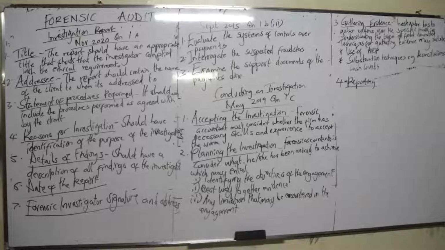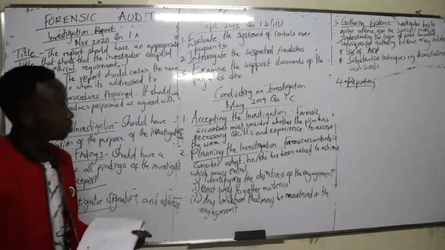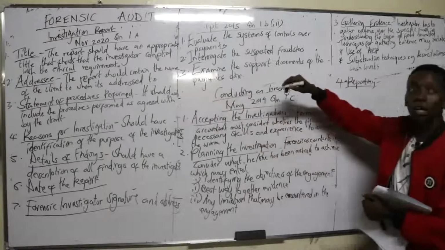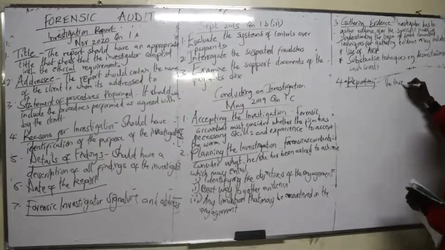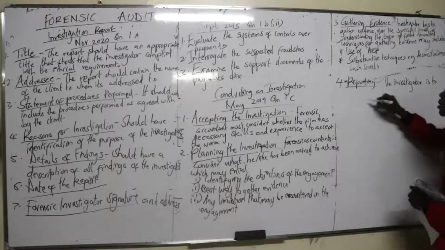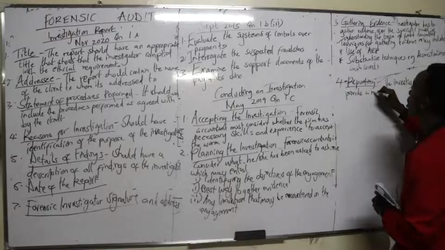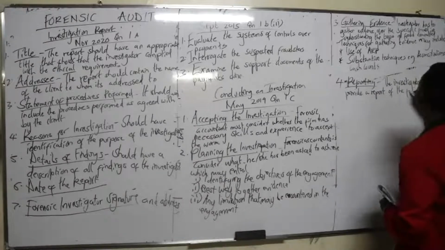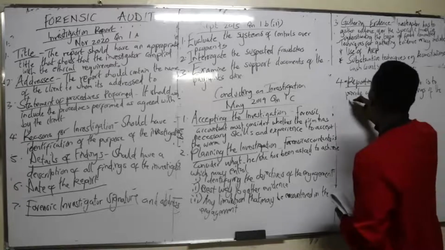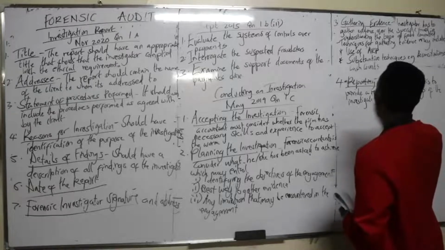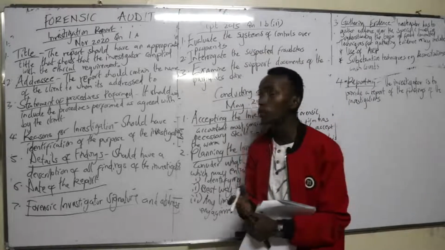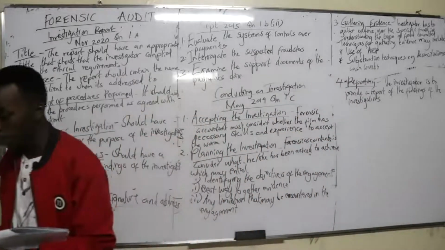On the basis of reporting, the investigator or the client is to receive this investigation report, whereby the investigator is to provide a report of the findings of the investigation. And the findings will necessarily state, one, the type of error or the type of fraud that has been committed, the extent, and the perpetrators of such a fraud.